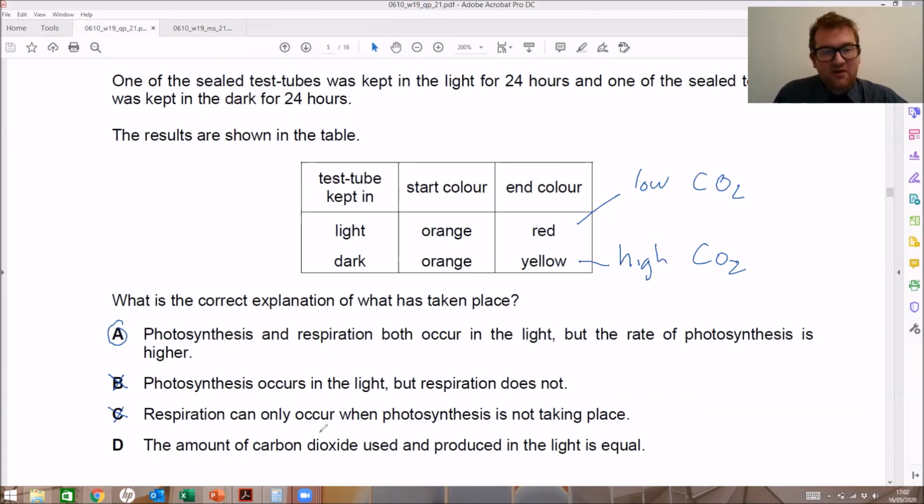The amount of carbon dioxide used and produced in light is equal. Well, this is not true either. The reason for this is if you had 10 units of CO2 produced by, let's say, respiration, and then 10 units used in photosynthesis, then you should end up with the same concentration as you started with, which means the observed end result of the indicator should be kept as orange.